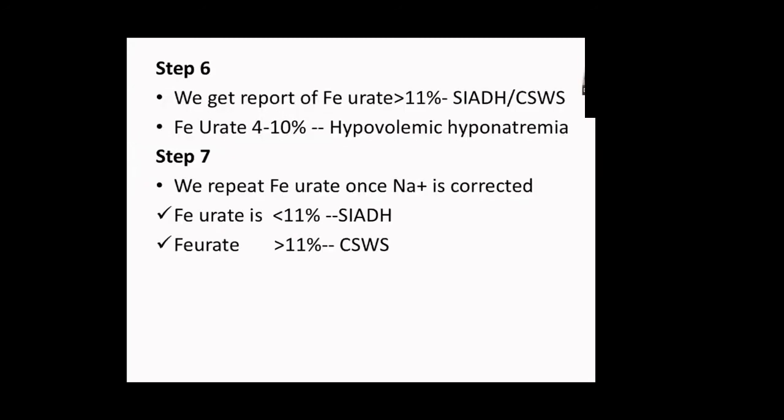We get the report of FeUrate more than 11%. I know it is SIADH or salt wasting. If FeUrate is 4 to 10%, or less than 4, I know it is hypovolemic hyponatremia or hypervolemic hyponatremia. And when do we repeat FeUrate? People say, sir, when will you repeat it in hypovolemic and hypervolemic hyponatremia? Why would you? When you start correcting the hyponatremia in hypovolemic patients, the body will reduce uric acid retention and FeUrate will increase. So why repeat it? If the FeUrate is less than 4, or less than 10, no need to repeat FeUrate.